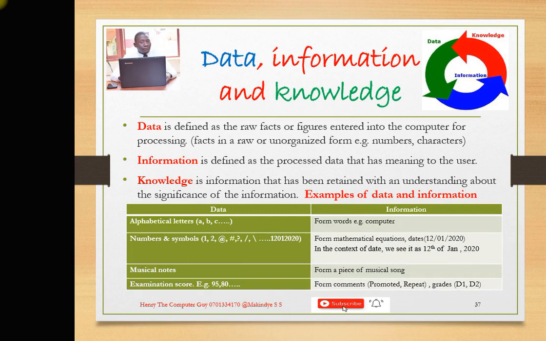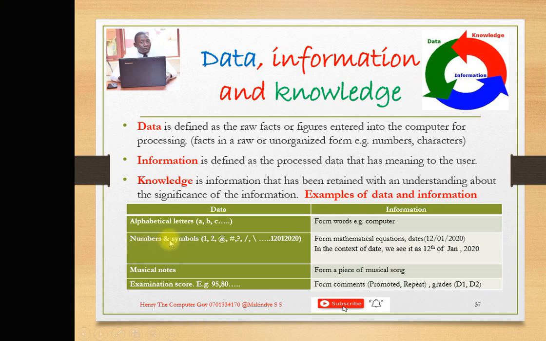Let's have a table below and look at some examples of data and information. On this side we have data and on this side we have information. What forms the other? Of course, we first have data, then we form what we call the information. We can have the alphabetical letters. What do these letters form? When we combine these letters, they help us to form a word. For example, computer. I've combined alphabetical letters to form a word that makes a meaning, which is a computer. And by this time, we all know what computer means.